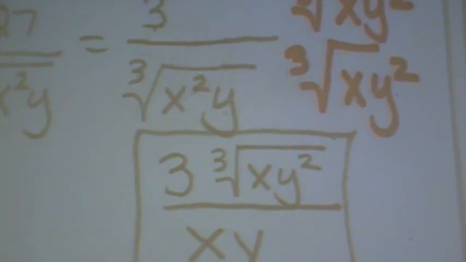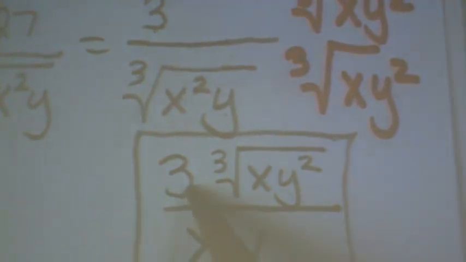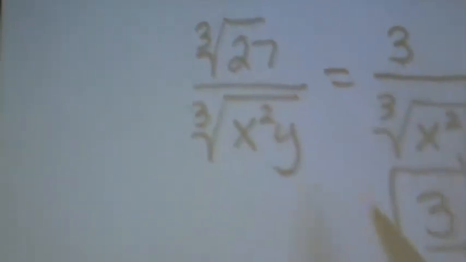Where'd you get this three from? The cube root of 27. This three right here, yeah, the cube root of 27.